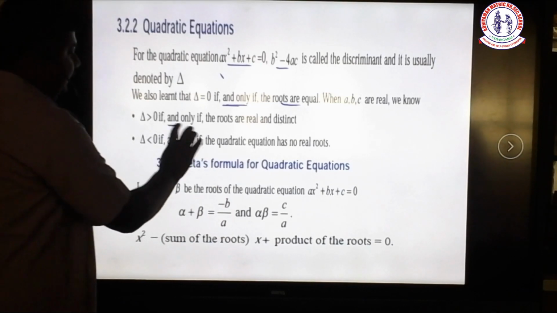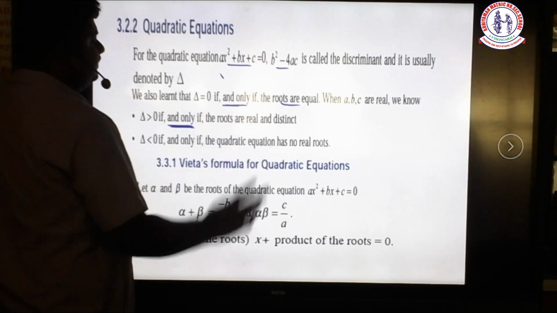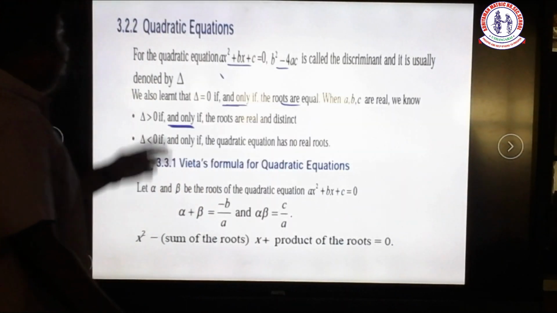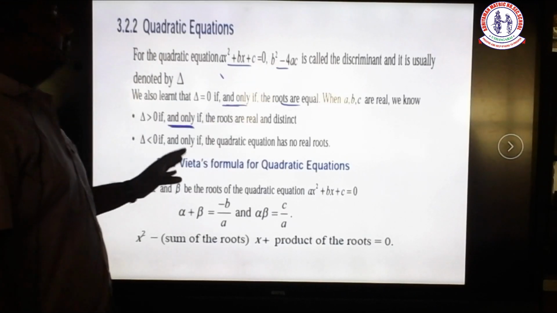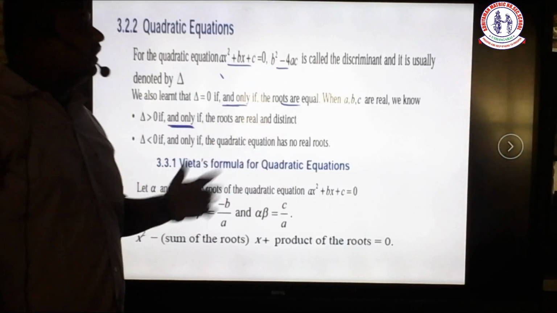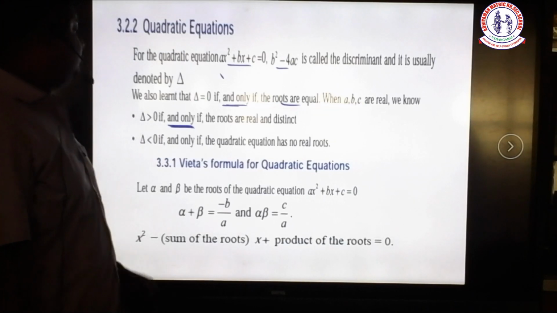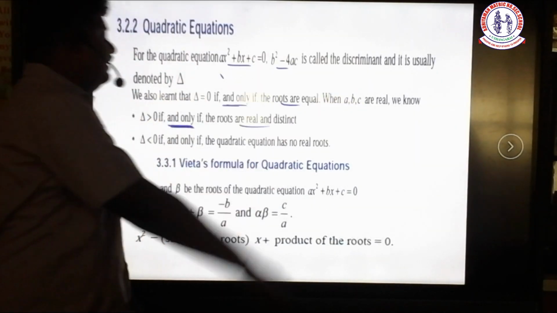If and only if means you can take both the sides. The roots are real and distinct. We find out the discriminant value, maybe 15 or 20 or something. It means delta greater than 0. Therefore, the roots are real and distinct.